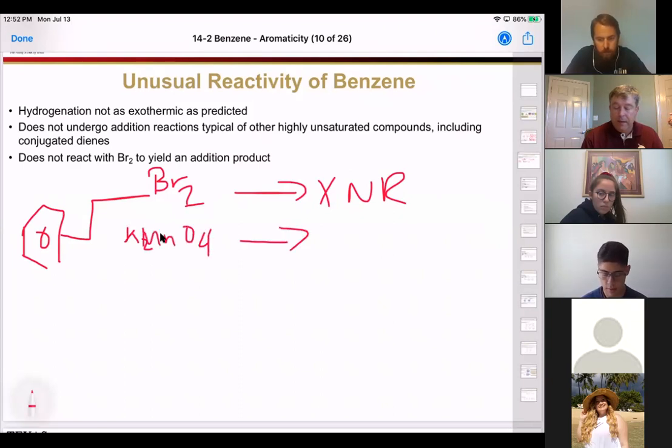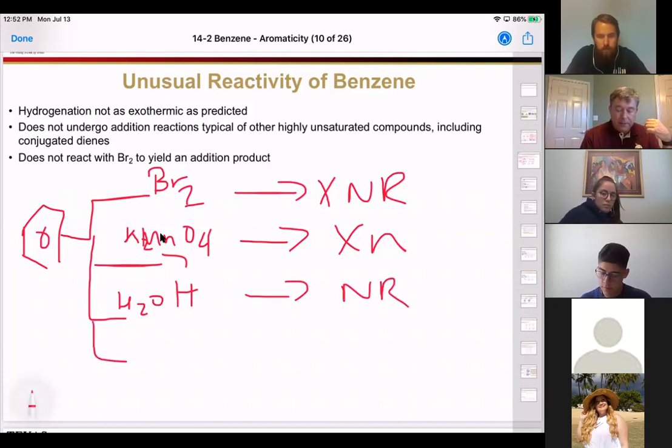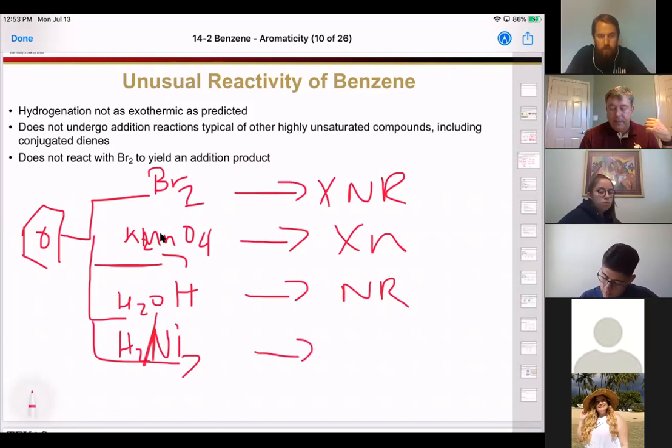Okay, again, no reaction, no oxidation reaction right there. And if we took our alkene and we took acid and added water to it, right, we would get an addition across that double bond and give us an alcohol. Well, in benzene, no reaction, okay? And even a hydrogenation reaction that typically works very quickly with isolated double bonds, with something like nickel and hydrogen here, it reacts very slowly.